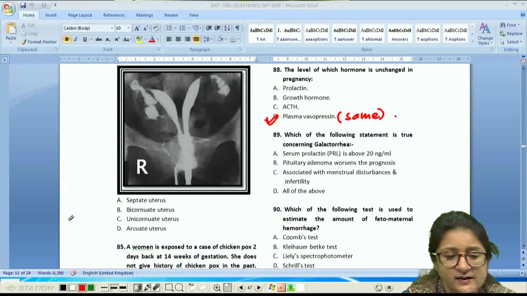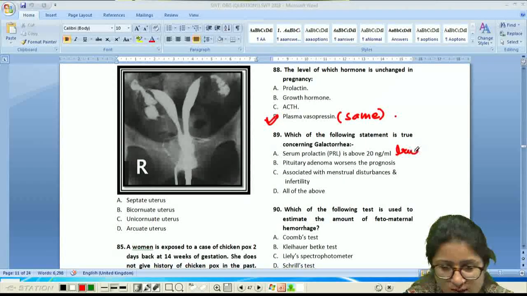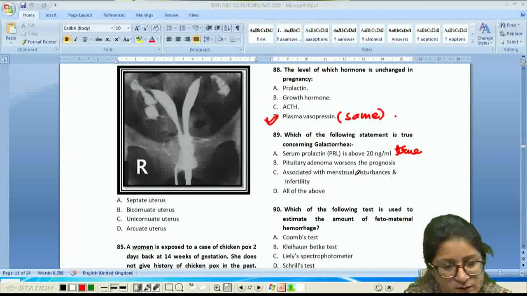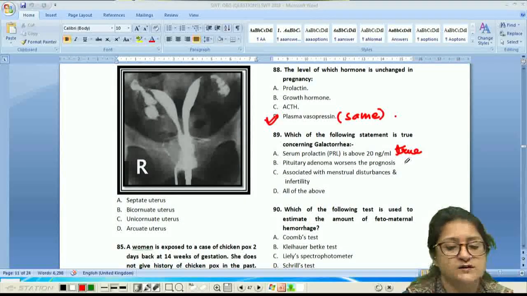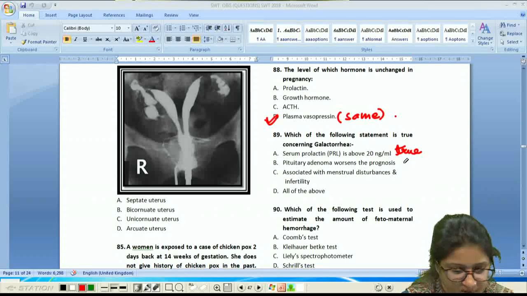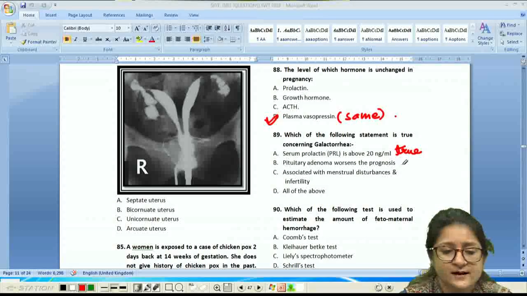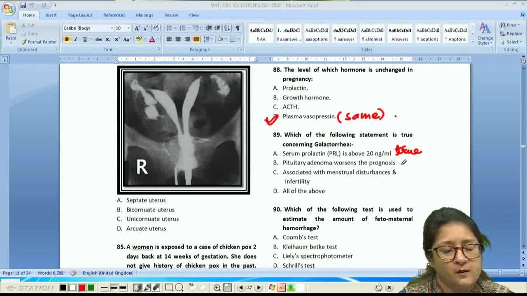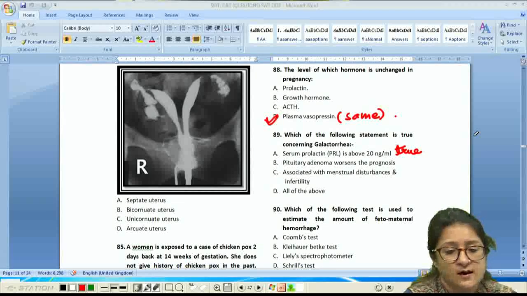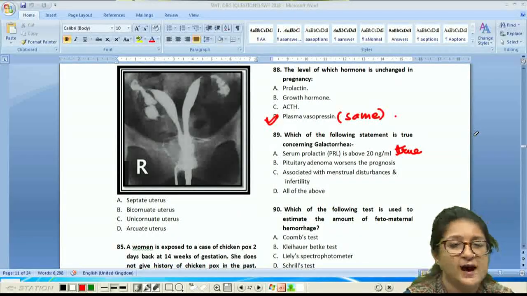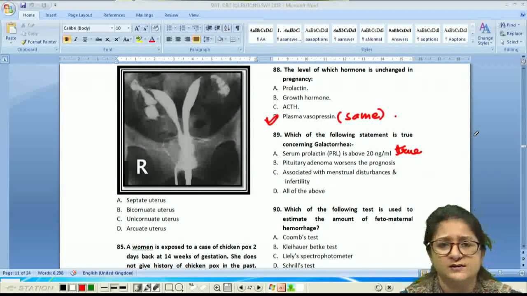Now, which of the following statements is true concerning galactorrhea? Serum prolactin is above 20 nanogram per milliliter. Okay, this is true. Pituitary adenoma worsens the prognosis. That is also true, because increased prolactin or galactorrhea can have a number of causes, right? Of all those causes, if it's a pituitary adenoma, then this will worsen the prognosis as compared to the other causes of hyperprolactinemia, because the other causes are usually milder.